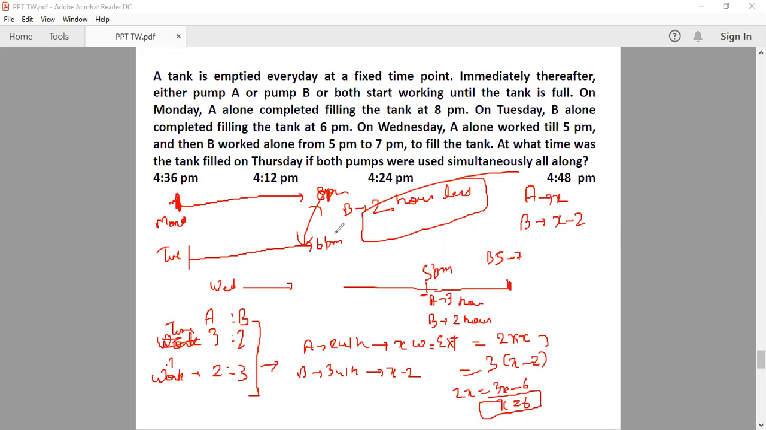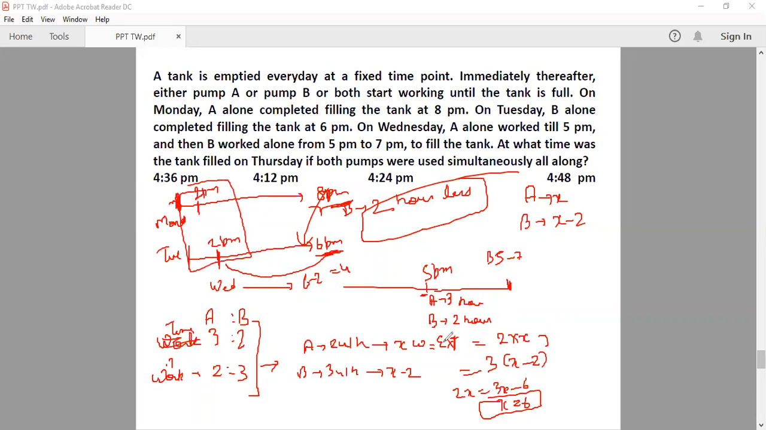यानी कि A ने अगर 8 बजे काम खत्म किया था तो A ने 6 घंटे पहले शुरू किया, यानी 2 बजे शुरू किया. सिमिलरली B ने 6 बजे खत्म किया था, B ने x minus 2 hours लगाए, यानी 6 minus 2, 4 hours. So B started at again 2 p.m. यानी जो काम शुरू होता था वो काम 2 बजे शुरू होता था.